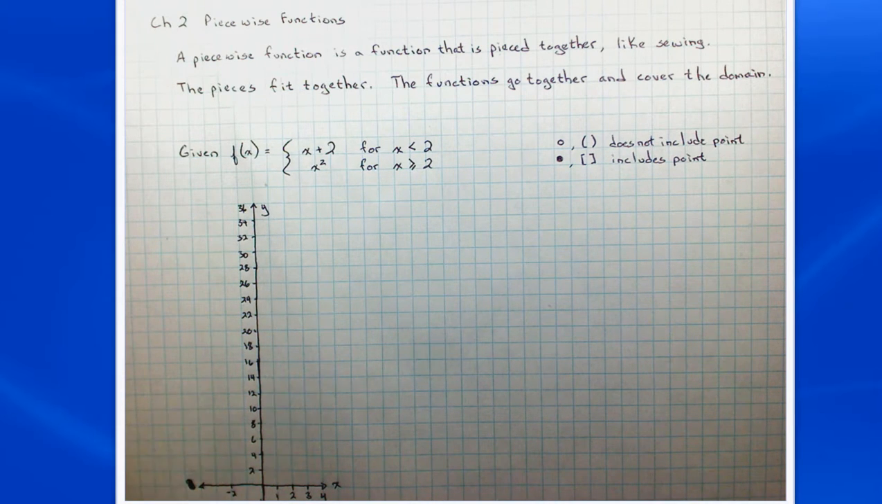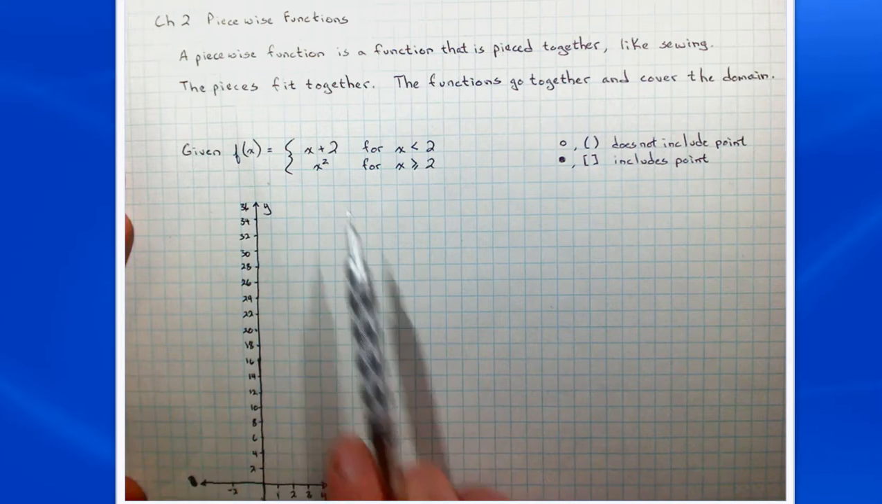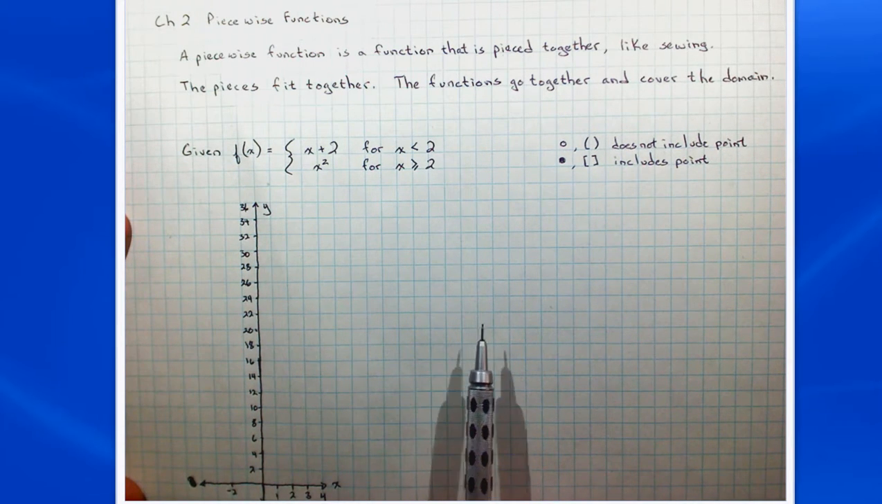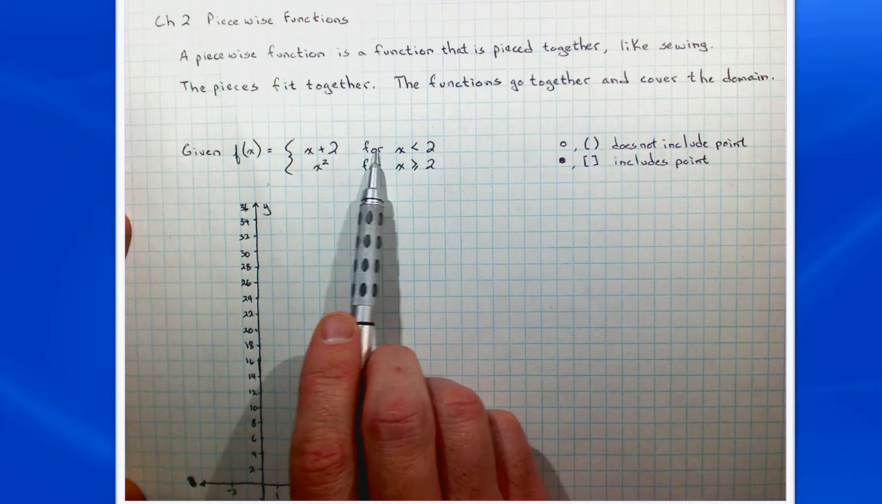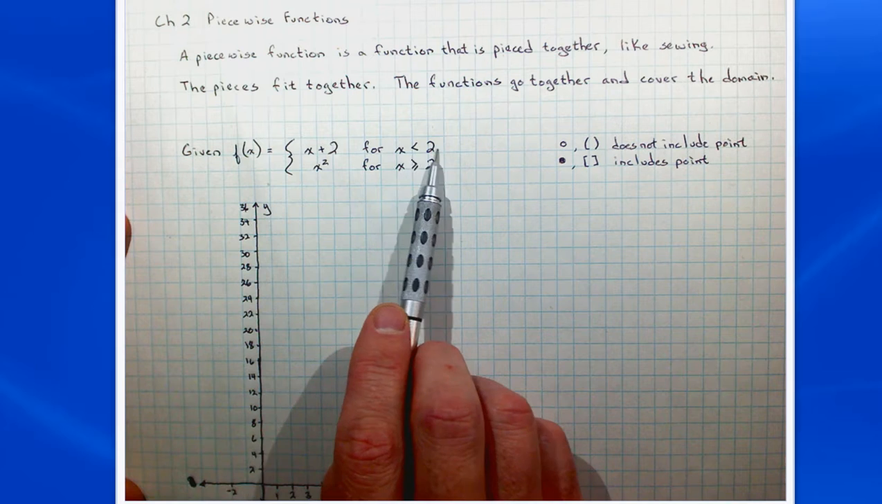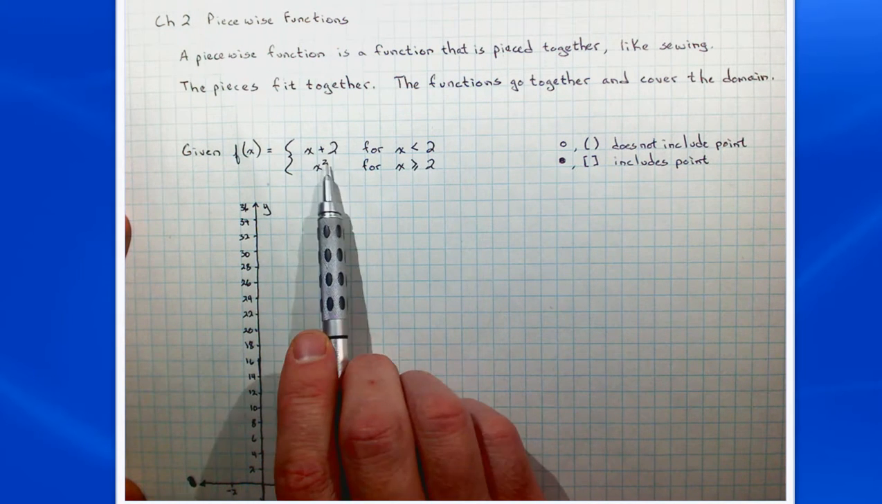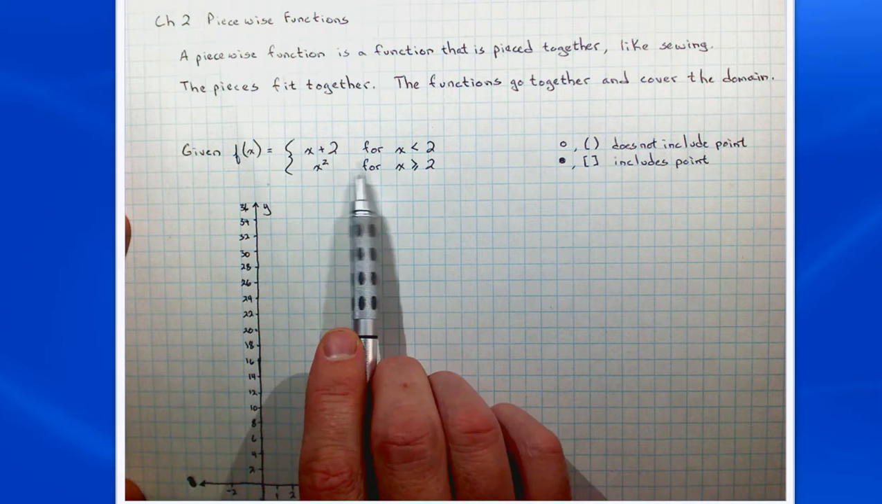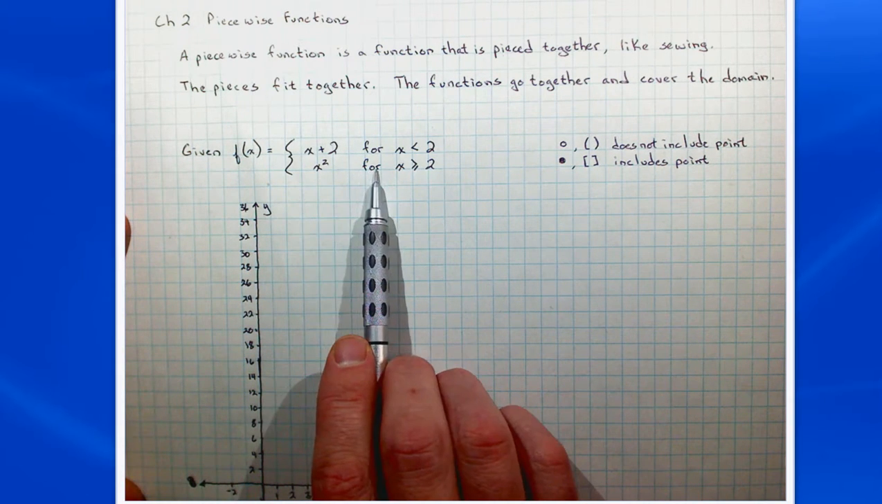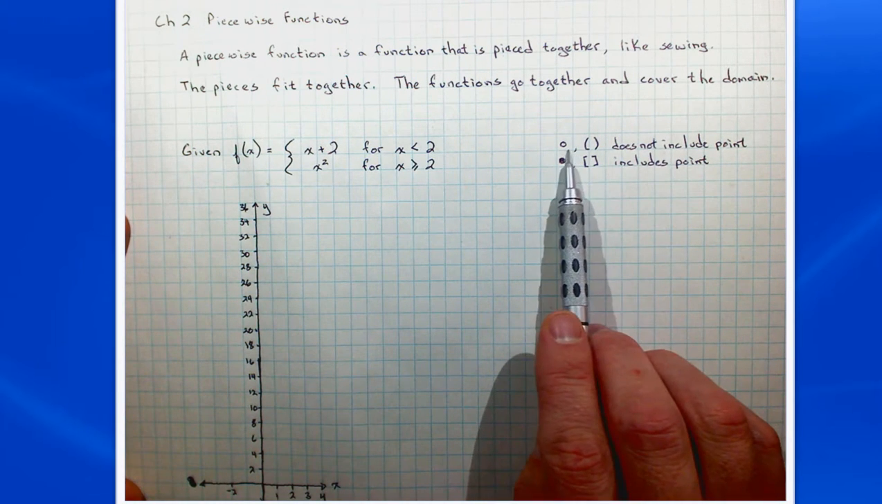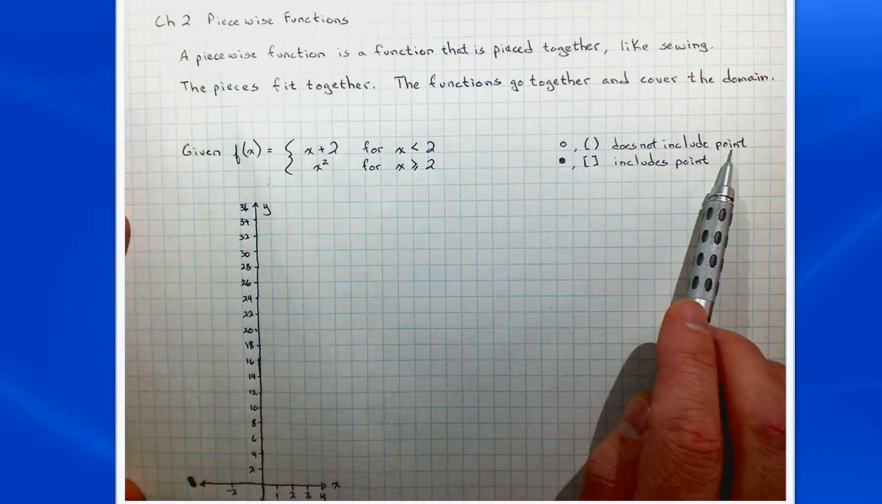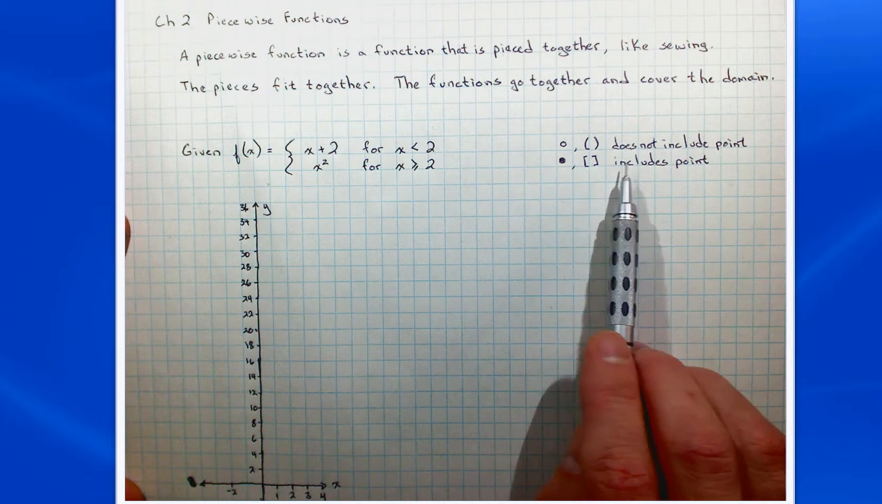So let's actually draw one out and talk about it and conceptualize what we're looking at. Here we have a piecewise function. It's comprised of a linear function and a quadratic function. My linear is x plus 2, and it will comprise the values of the piecewise function for x less than 2. And x squared, a quadratic function, will comprise the pieces of the function for x greater than or equal to 2. And remember, open circle, parentheses, does not include the point. Closed circle, square bracket, includes the point.